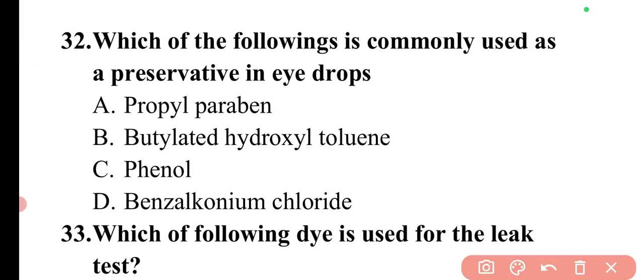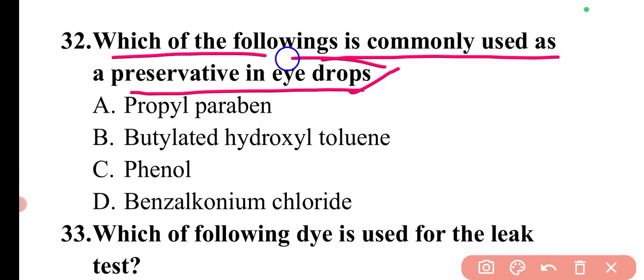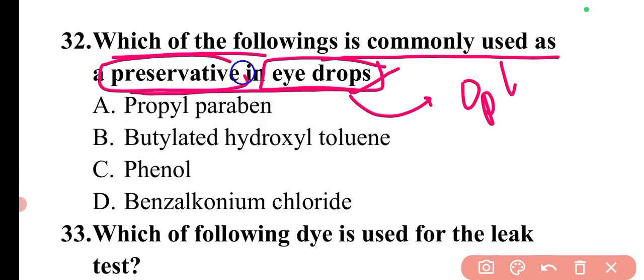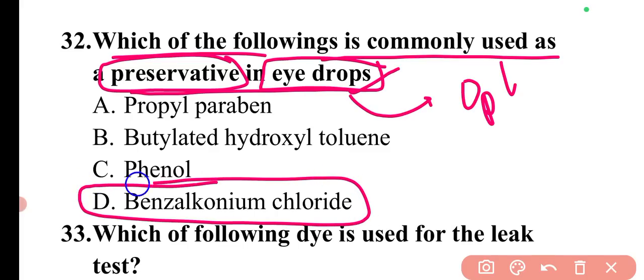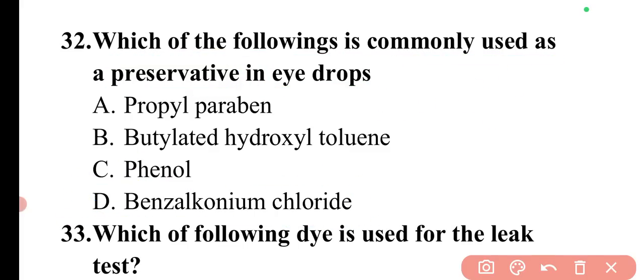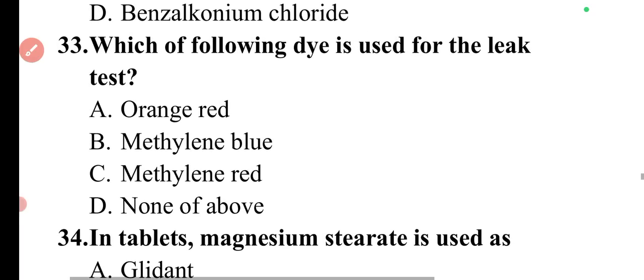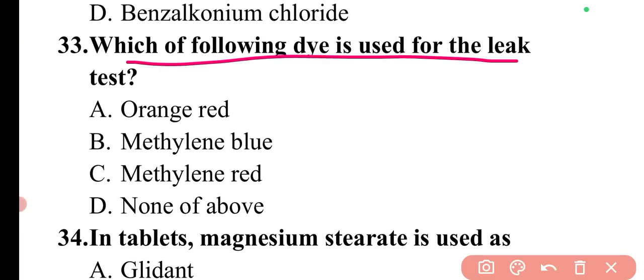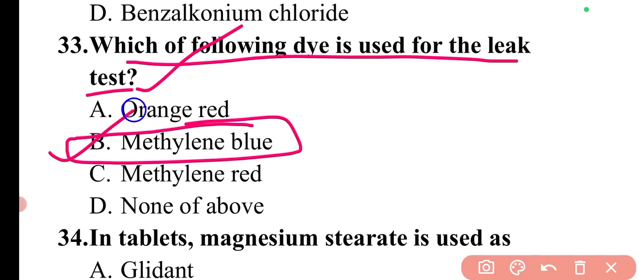Next question is, which of the following is commonly used as a preservative in eye drops? In eye drops, that is the ophthalmic product, the preservative used is benzalkonium chloride. So here option D is correct. Next question is, which of the following dyes is used for the leak test? For the leak test, which dye is used? The dye which is used for leak testing is methylene blue dye. So here option B is correct.